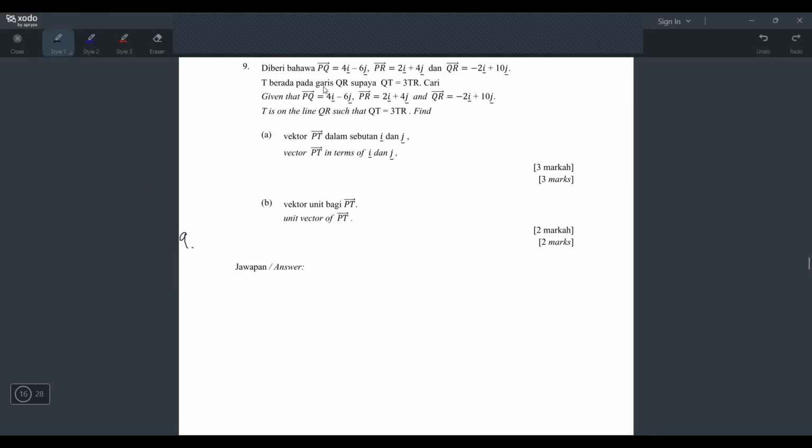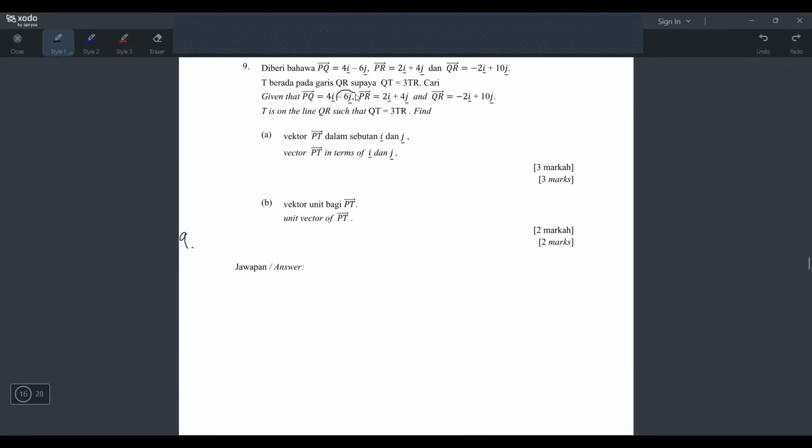Okay, let's do number 9. I think this is a vector question. Let's read. Given that vector PQ is 4i minus 6j. Okay, when you see ij, it means this is a coordinate vector question. And you need to know if the vector is in terms of i, it means this is pergerakan yang kiri kanan punya. Okay, kalau positif ke kanan lah, kalau negatif ke kiri.